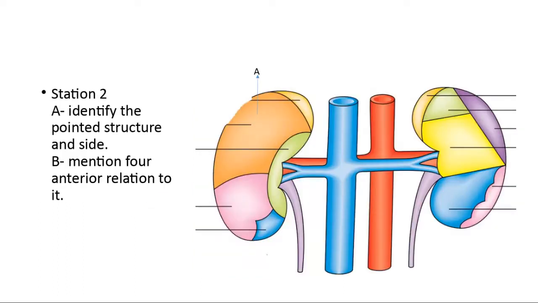Next. Suppose, what is this picture? Here, what I identified? Station 2. Identify the pointed structure and side. So what you have to write here for this?